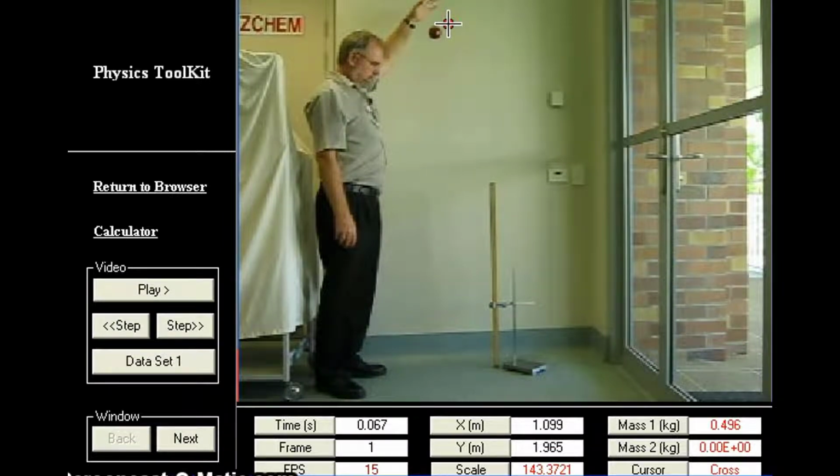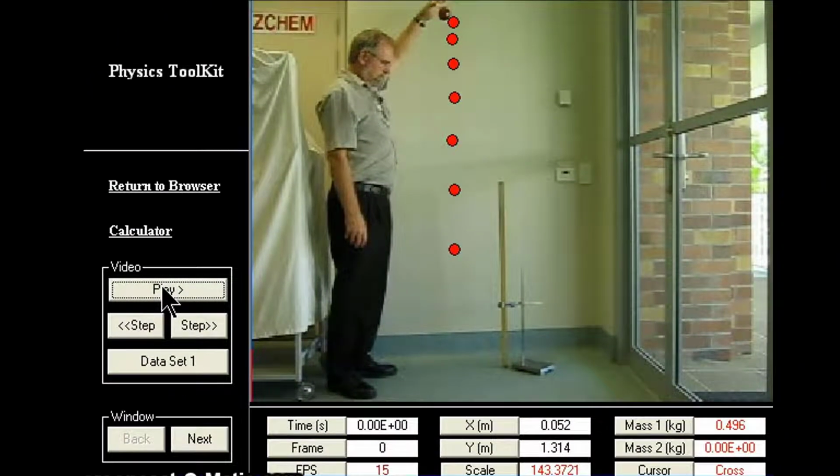I'm using the crosshairs to mark the position of the ball. I'm trying to line up the crosshairs on the bottom of the ball. This takes quite a while to do accurately, so we'll jump ahead. And there we have the position of the ball on 1, 2, 3, 4, 5, 6, 7 frames. 7 pieces of data that the computer can now use to plot a displacement time graph. What do you think that will look like?